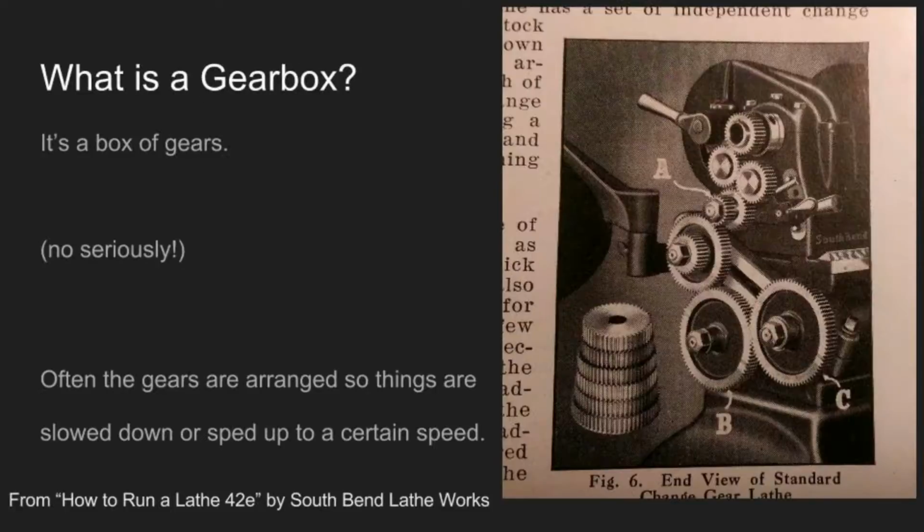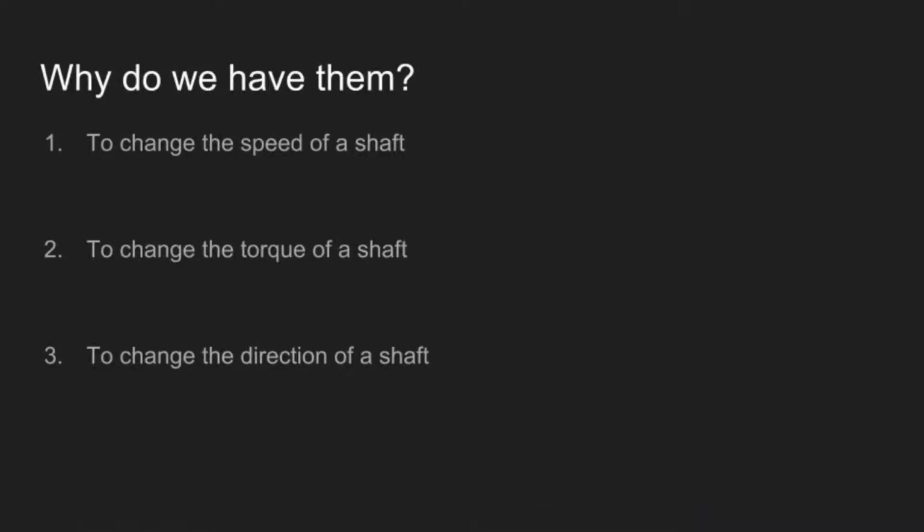A gearbox, put simply, is a box of gears. The gears are often arranged so that the speed of a shaft can be increased or decreased, and that has a hidden side effect of increasing or decreasing the torque, and sometimes we can also change the direction of the shaft. So those are the three reasons we have gearboxes: speed, torque, direction.